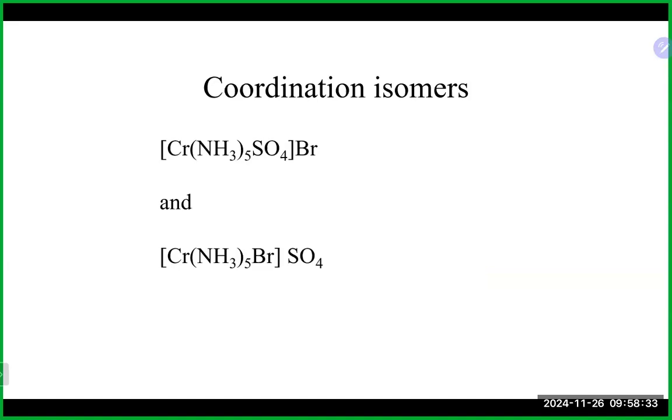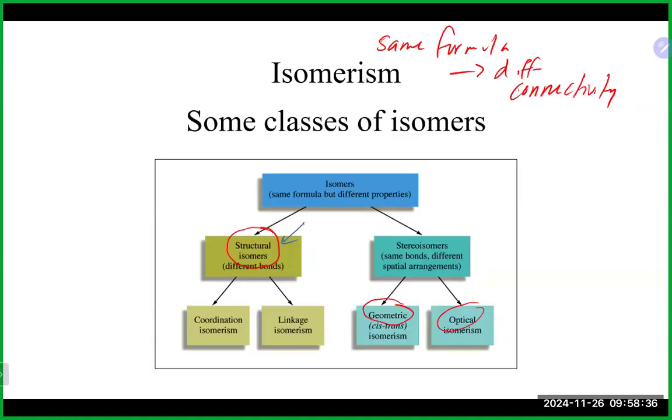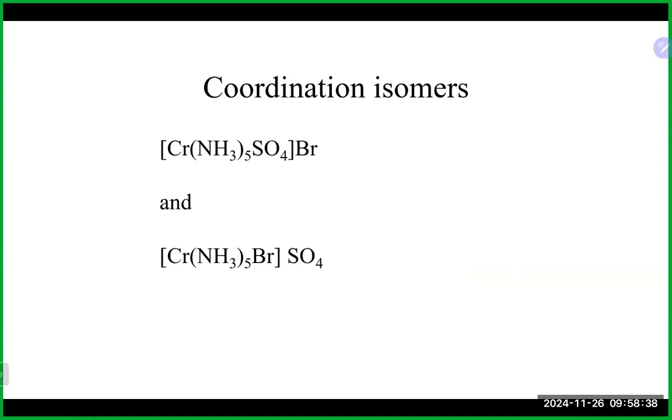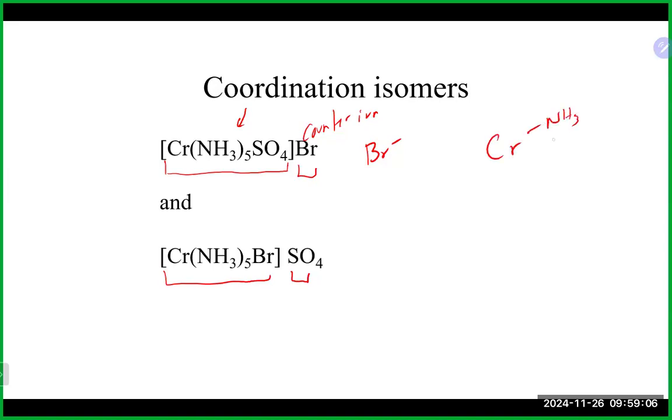So let's talk a little about coordination isomers, which fall under structural isomers. In this case here, we have two coordination compounds. And the difference is really in what is our counter ion and what is part of the complex ion. So here we have our counter ion, which is our bromide. And here, part of our complex ion, where our chromium's in the middle, we have our 5 ammonias attached to it.